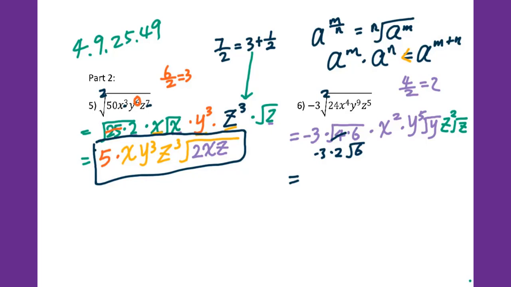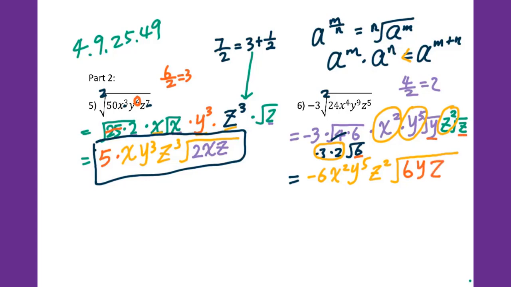Now let's check the outside numbers. I have -6. I have x squared, y to the 5th power, and z squared. Then what's inside this square root? I have 6. I have this y. I have this z. So this will be the simplified radical to number 6.